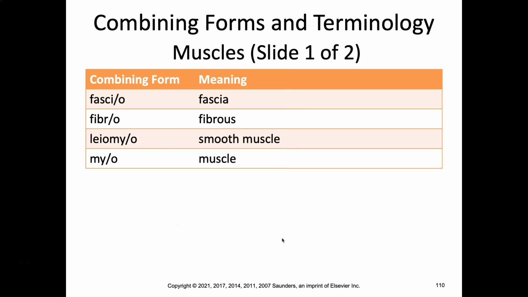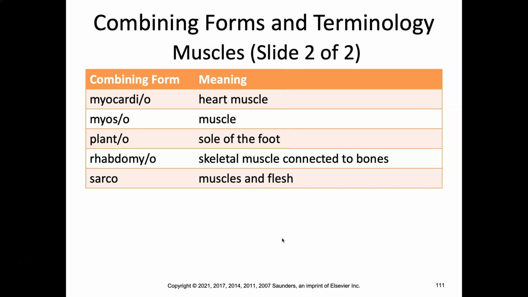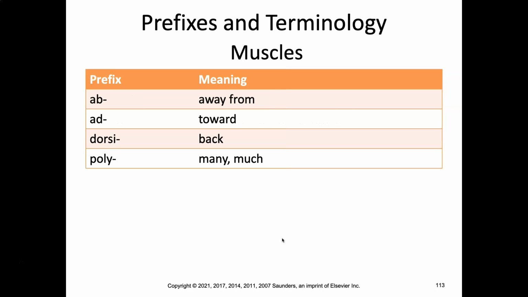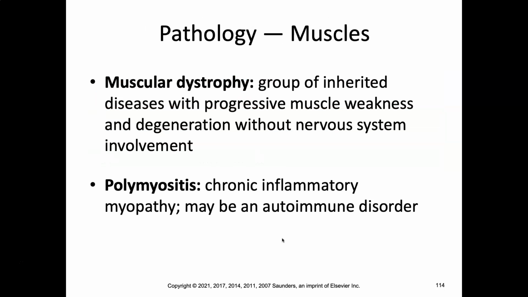Combining forms, you have fascio and fibro, leiomyo and myo, myocardio, myoso, watch out for that myoso, planto, rhabdomyo, sarco. Now we have suffixes, asthenia and trophy. Prefixes, ab and ad, dorsi and poly.